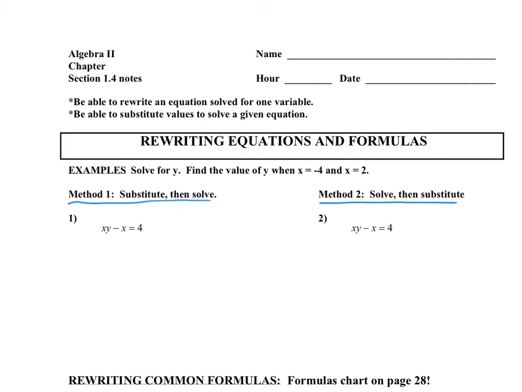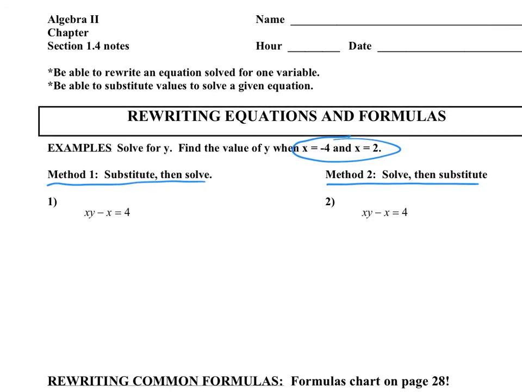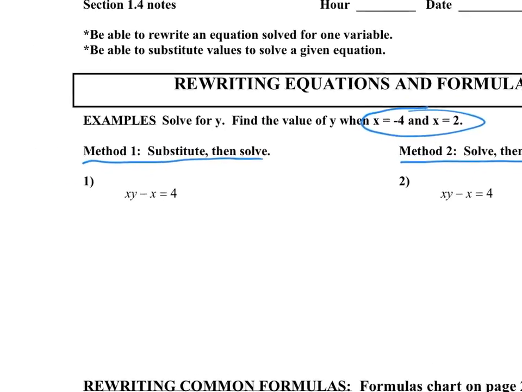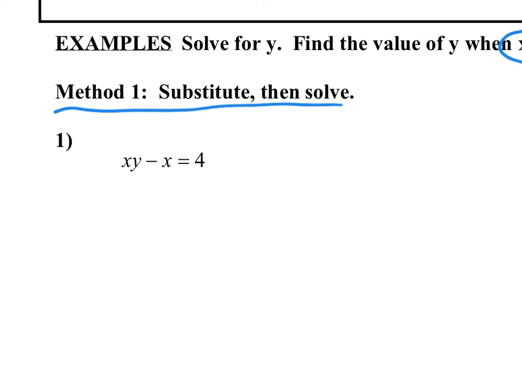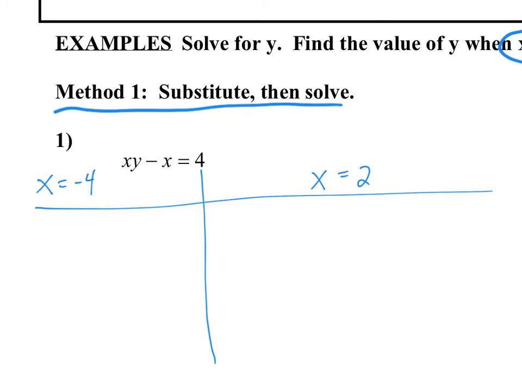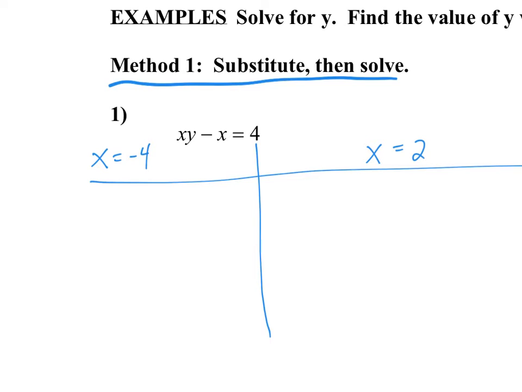So what we're going to do is solve for y, and find out what y is when x is -4 and when x equals 2. On the left side, you zoom in, I'm going to do two parts. I'm going to do this when x equals -4 and when x equals 2. I'm going to split this apart. So we're going to substitute in the x variable and then solve for y.